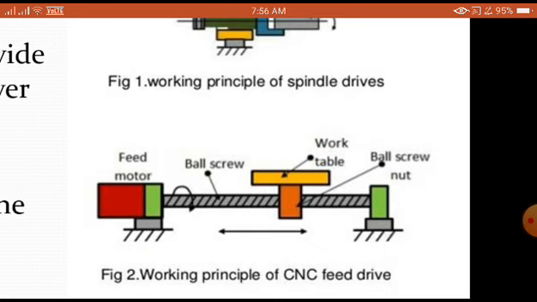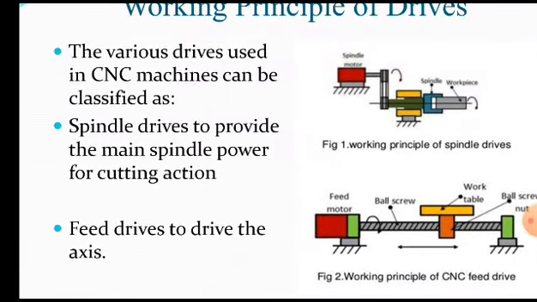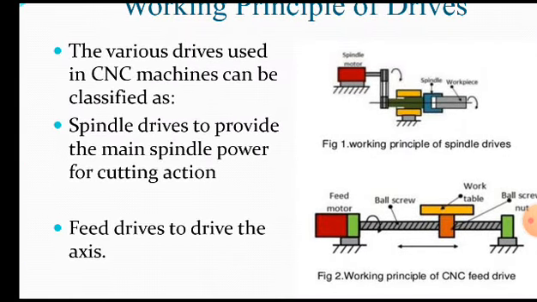So basically we need to understand here, it is a basic concept where we are converting the rotary motion into linear motion, especially in the case of the CNC feed drive mechanism, which you are going to see clearly on the screen there. The various drives used in CNC machines can be classified as the spindle drives to provide the main spindle power for cutting action. That is very, very important.